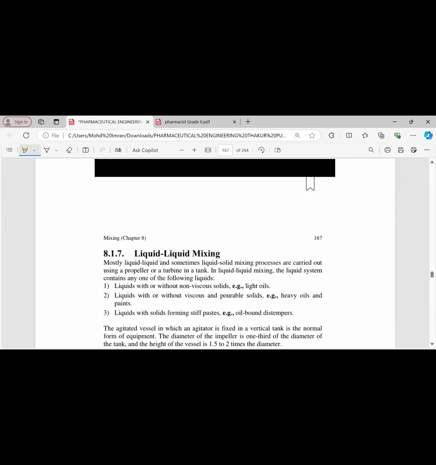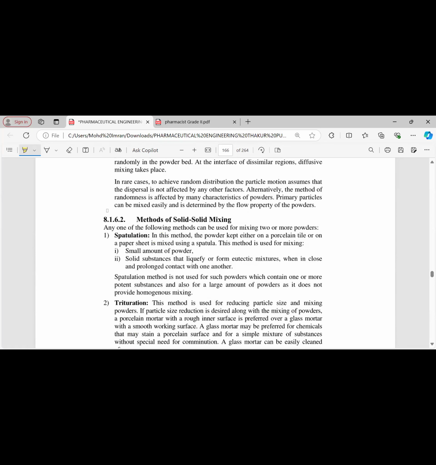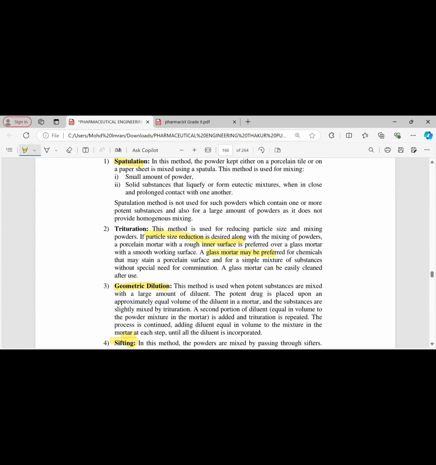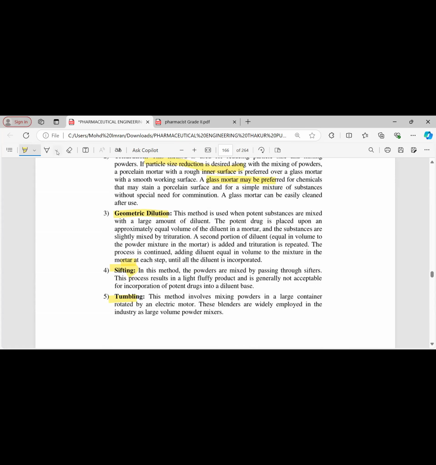So these are the methods generally involved in mixing. Spatulation, generally we use a spatula and simply mix the content like a spoon. Trituration gives both size reduction and mixing, so particle size is reduced along with mixing. Mortar and pestle, generally glass mortar and pestle, are used for potent drugs. And geometric mixing is the important thing you should remember.